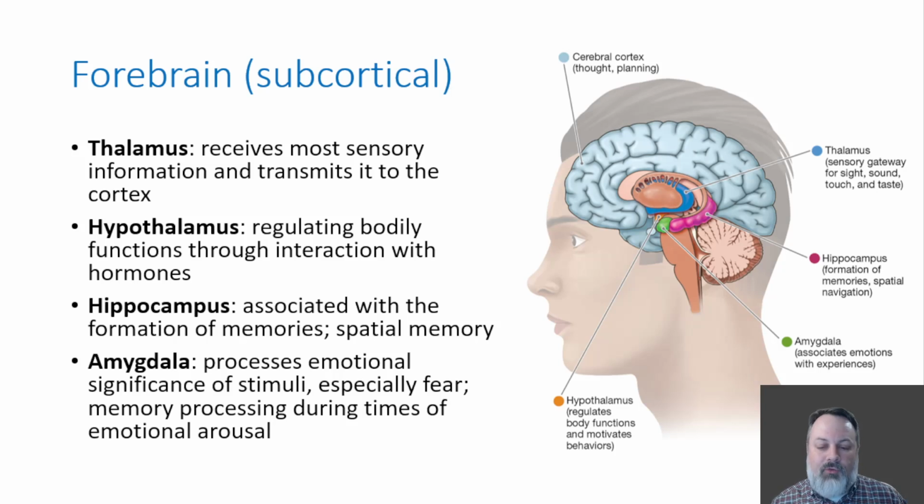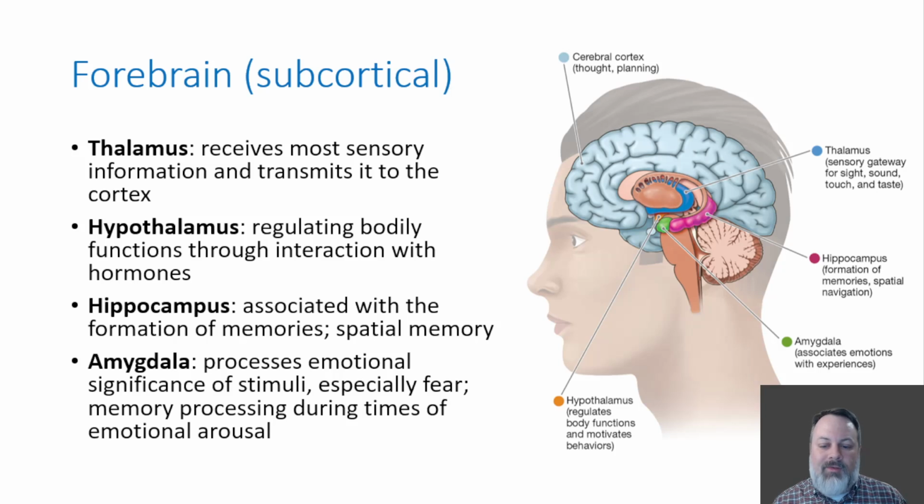Another really important structure here is the hippocampus. The hippocampus is associated with the formation of memories. A person who has damage to the hippocampus has trouble forming new memories. Hippocampus is also responsible for spatial memory, your ability to have kind of a map in your head.